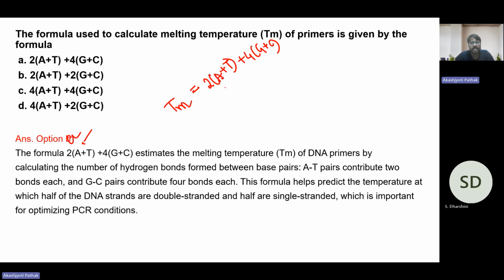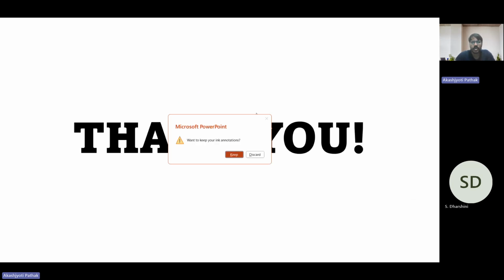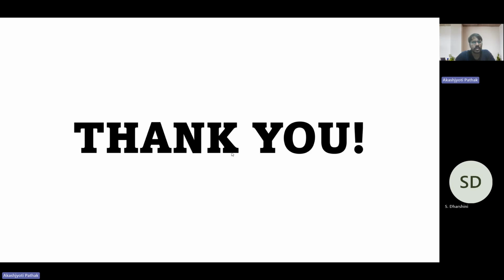It estimates the melting temperature of DNA primers by calculating the number of hydrogen bonds between base pairs. AT base pairs have 2 bonds each, and GC base pairs contribute 4 bonds. So this formula helps predict the temperature at which half of the DNA strands are double stranded and half are single stranded, which is important for optimizing the PCR reaction. So that is all. I hope all these questions were useful.